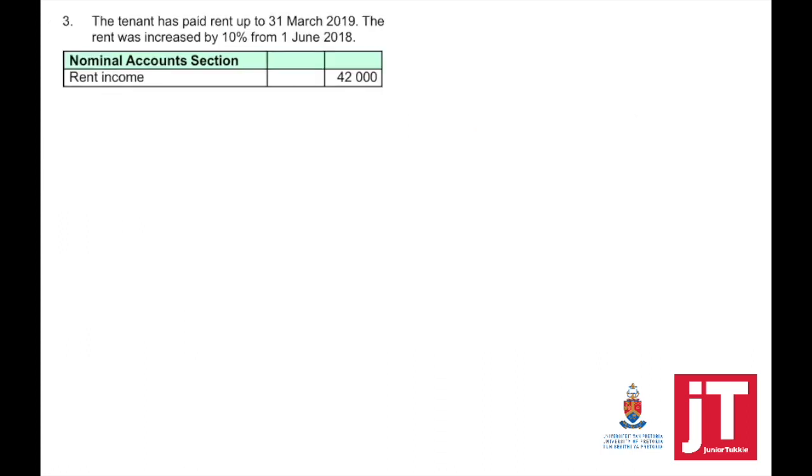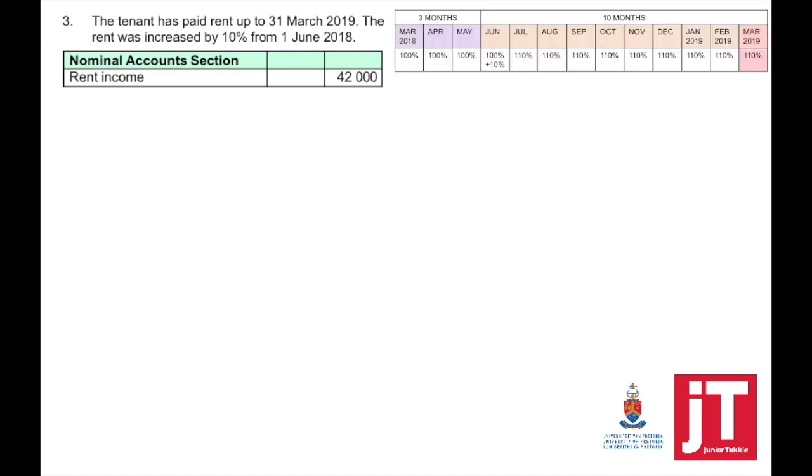The third adjustment. The tenant has paid the rent up to 31 March 2019. The rent was increased by 10% from June 2018. So this makes it a little bit more challenging because I cannot take this figure and just divide it to get the amount per month. But divide it by how much? The tenant paid the rent up to 31 March. Our accounting period ends 28 February 2019. This means 1 month was received in advance.